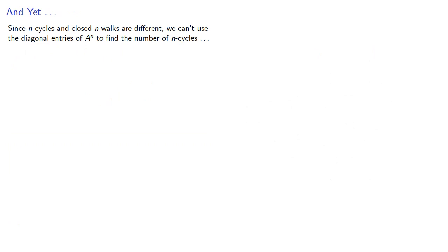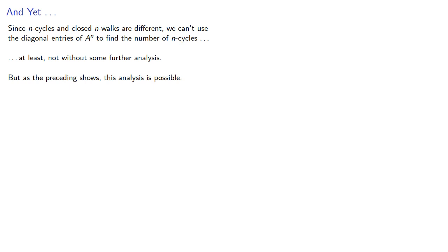Since n cycles and closed n walks are different, we can't use the diagonal entries of A^n to find the number of n cycles, at least not without some further analysis. But as the preceding shows, this analysis is possible. So let's consider the general case.